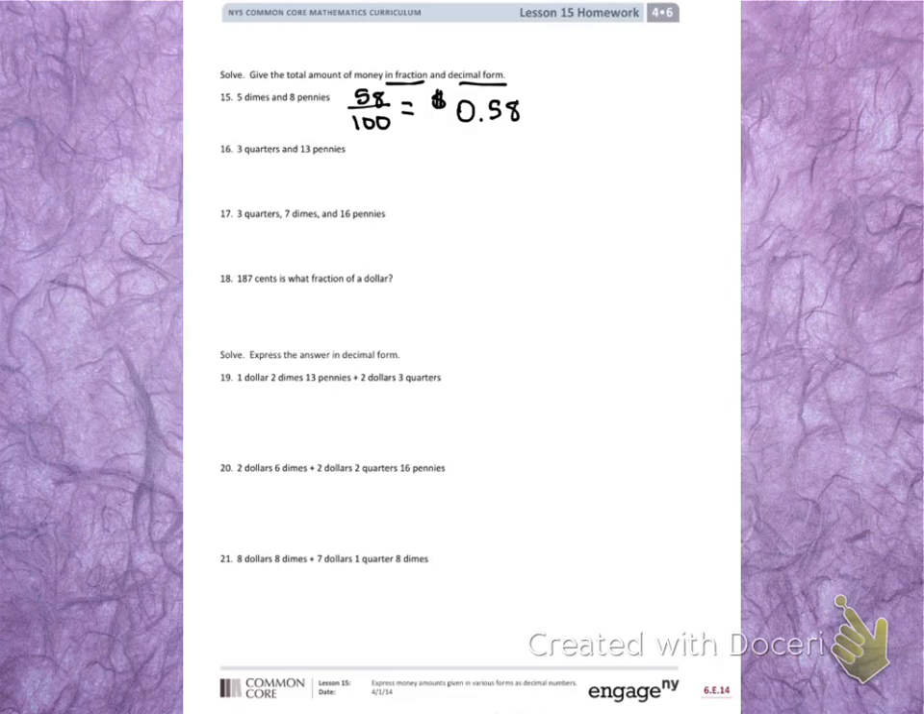I'm going to look at number 17 next. We have 3 quarters, 7 dimes, and 16 pennies. So really what we're going to have to do is some adding here because we're trying to get the total amount of the money. 3 quarters is going to be 75 hundredths of a dollar. And we're going to add that with 7 dimes. 7 dimes is 70 cents or 70 of 100. And 16 pennies is 16 hundredths. So we can add these all up together.